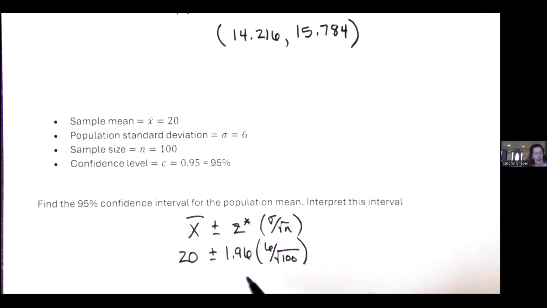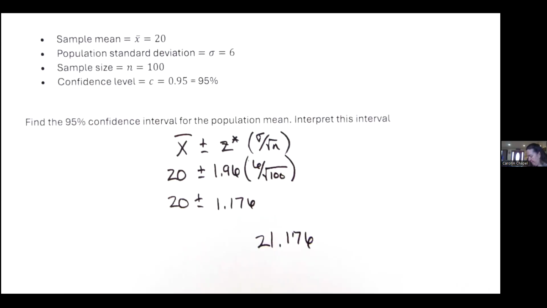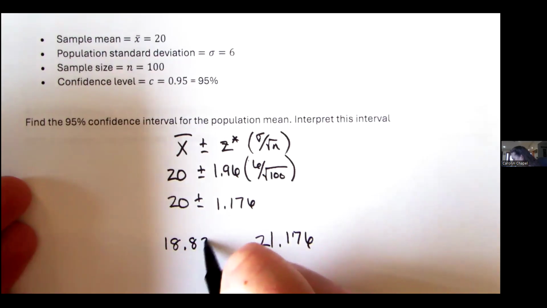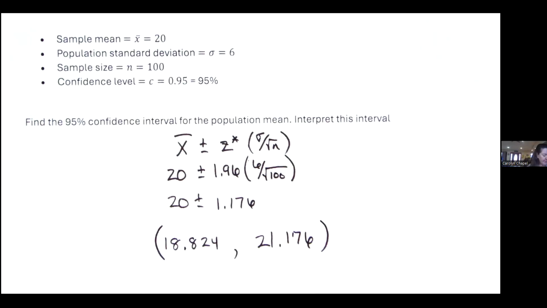So I'm going to add this piece at the end first. I'm going to take that 6 divided by the 10, multiply that by the 1.96, and I'd have 20 plus or minus 1.176. So my upper bound, adding them, I can do that without a calculator. I prefer using a calculator to do the lower end, 18.824. So my interval is somewhere there.